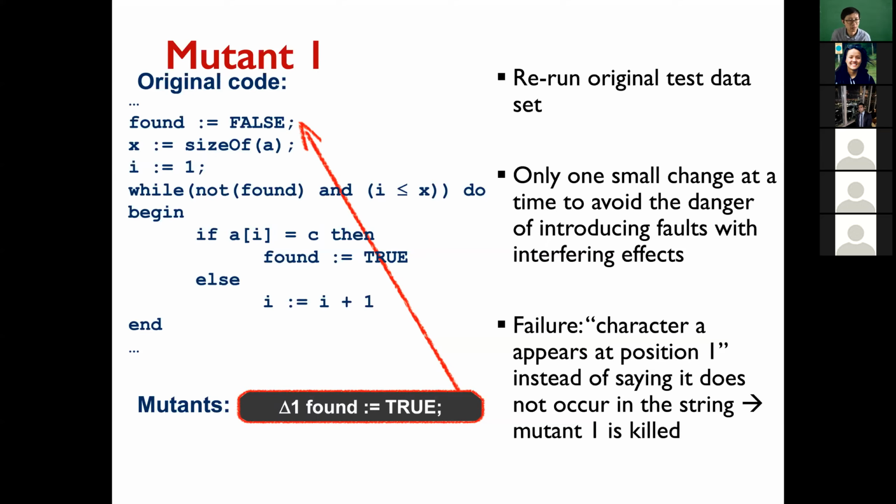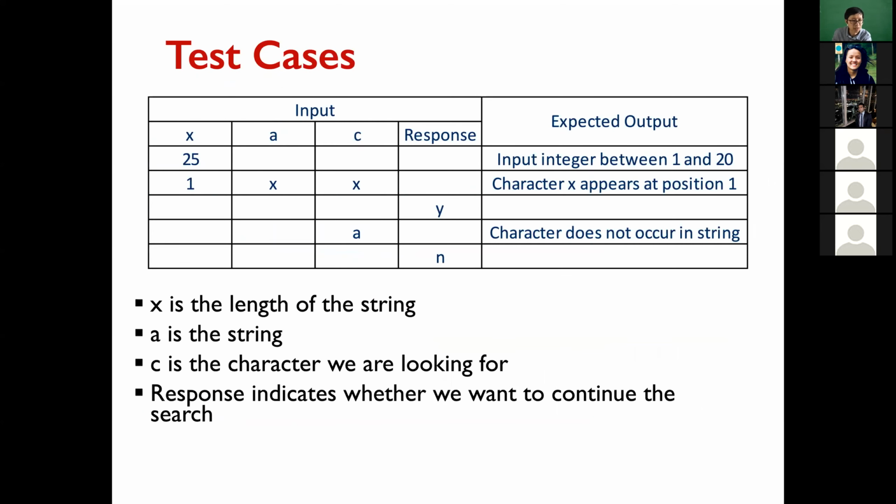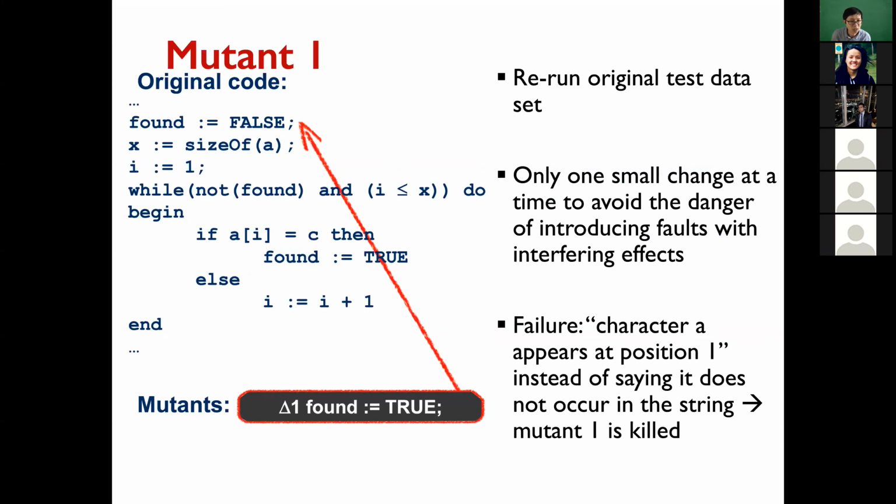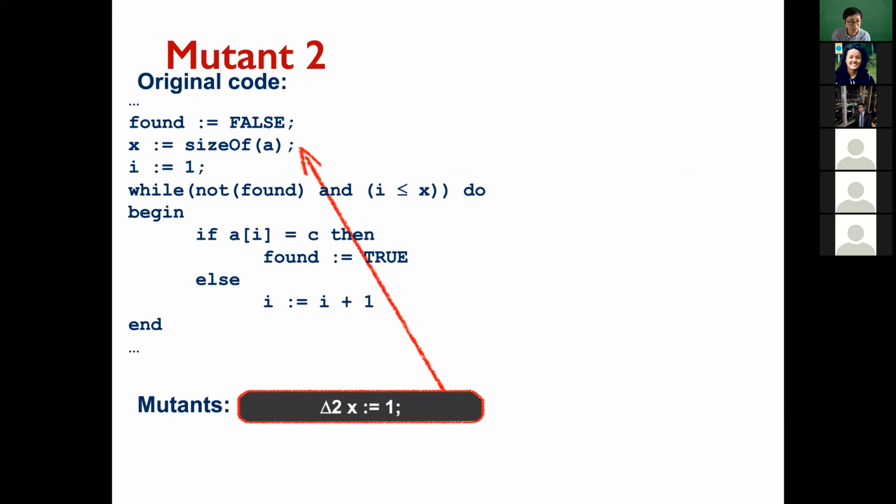And then we find that the result is character A appears at position 1. The next time we input A, we input X, it's fine, it's found because found is always true. And if we input A to find the character A, it's still true because found is always true. It's incorrect. So this mutant is detected by our test case and is killed. This mutant is killed. We don't need to update our test case.